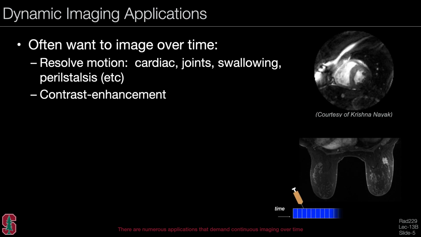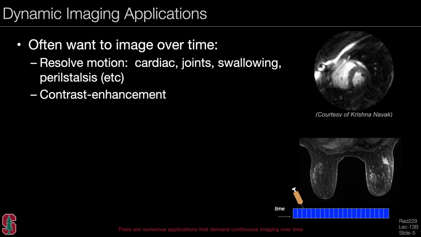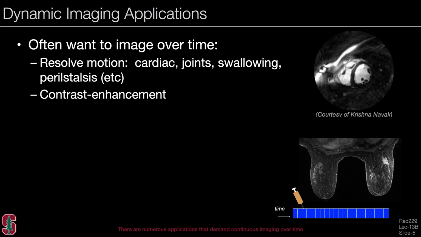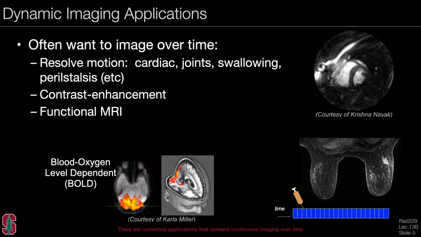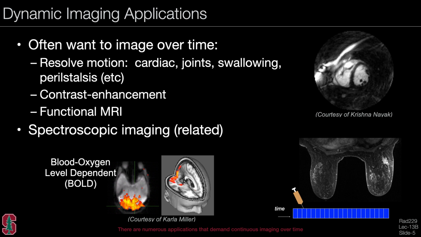We often want contrast enhancement, where we see the uptake of contrast, which is faster in areas such as tumors. We also have functional MRI, where we're studying signal changes in the brain that relate to hemodynamics. A related area is spectroscopic imaging, where we're sampling signal changes due to frequencies over time.